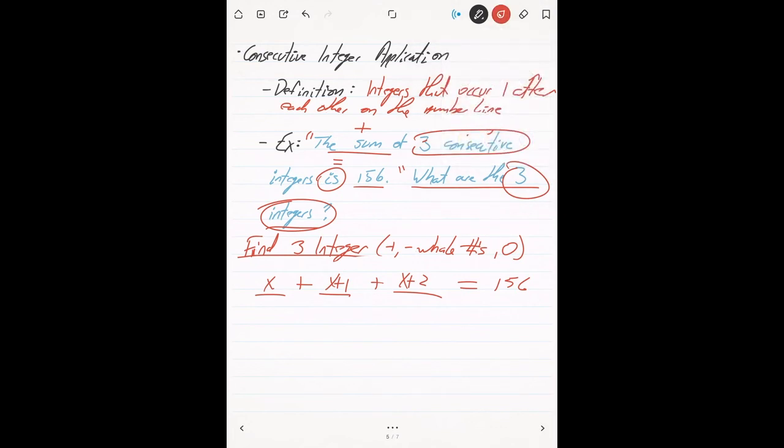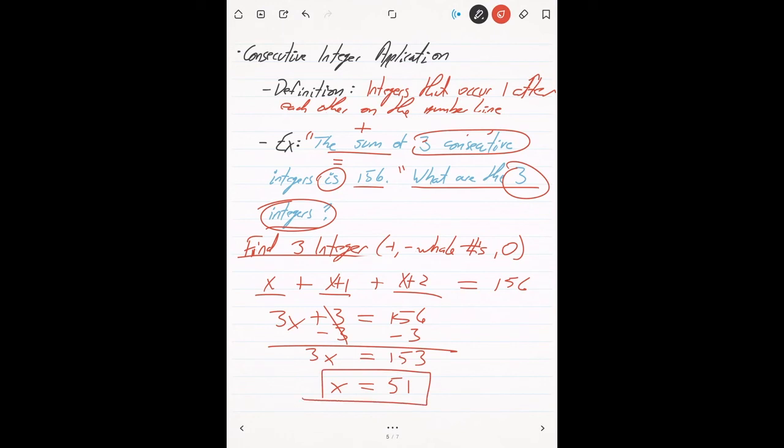Let's add the variables together. X plus x plus x is 3x. 1 plus 2 is 3. That's equal to 156. If I subtract 3 from both sides, I get 3x is equal to 153. And then let's see. 3 goes into 15 5 times, and it goes into 3 once. So it should be 51. And we're good there. So x is equal to 51.